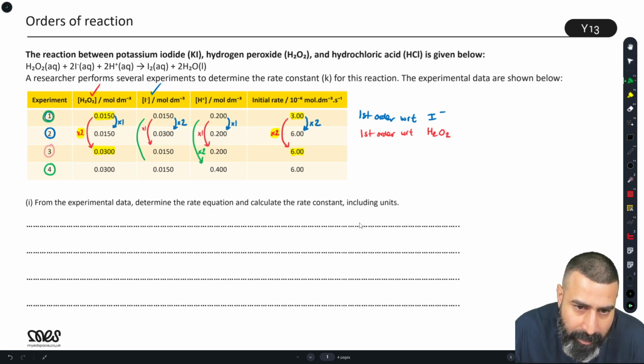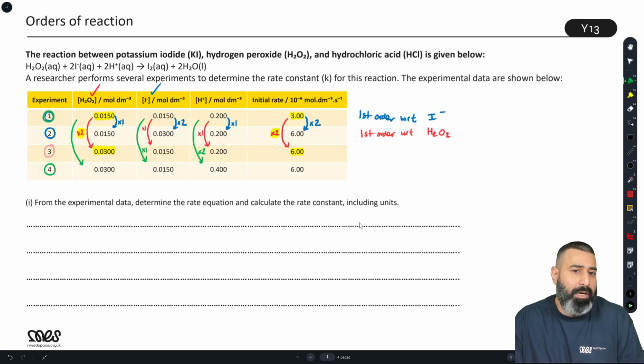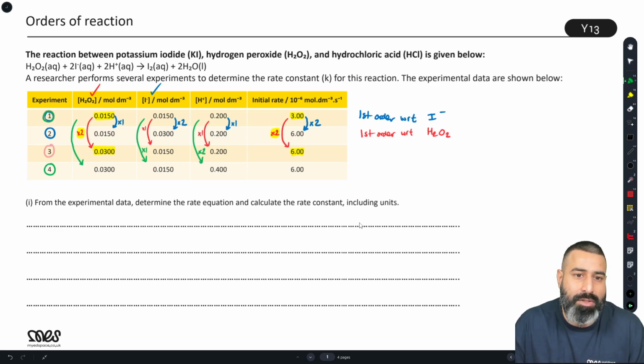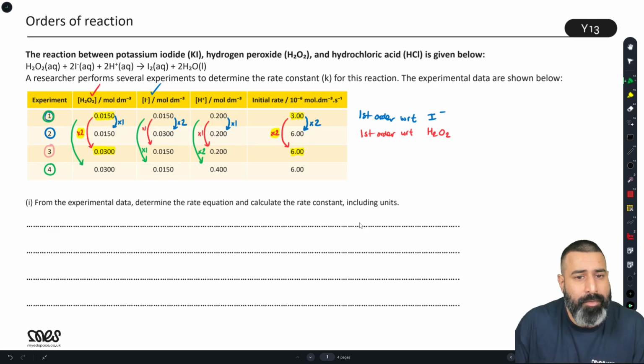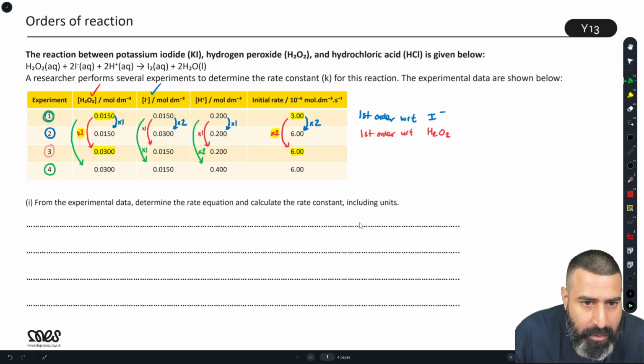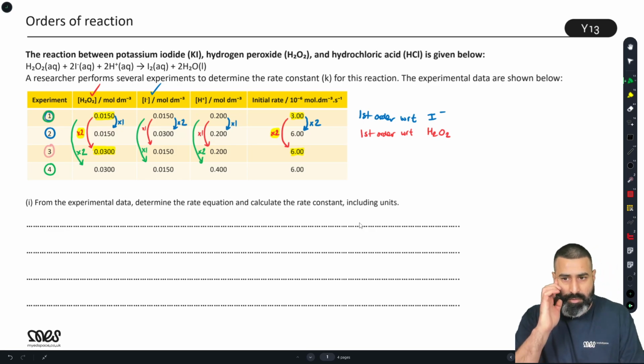Okay, ideally we'd keep the iodide concentration the same, and we do. However, it might be, as in this scenario, we have to change the H2O2 concentration as well. But that's no dramas because I know what the order is with respect to H2O2. So I'm doubling the H2O2 concentration.